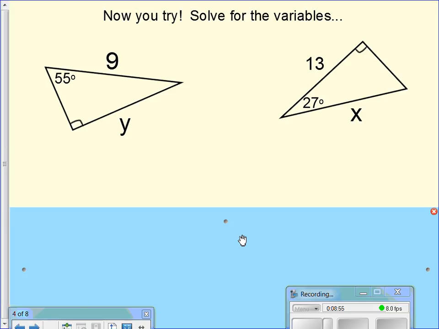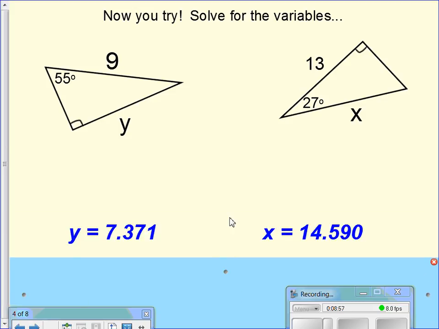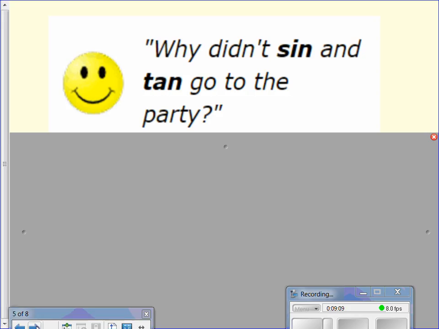And if you've tried them out, you should have gotten these answers. All right, so let's move on. By the way, you should have used sine in that first one and cosine in the other. So identifying that tool is obviously a very important part.